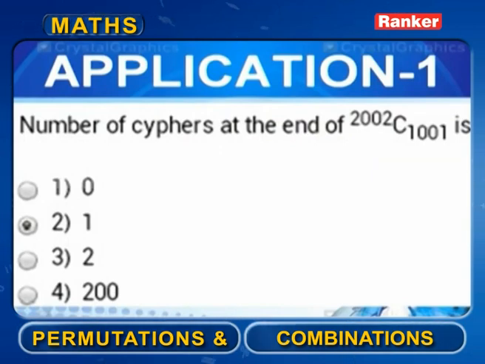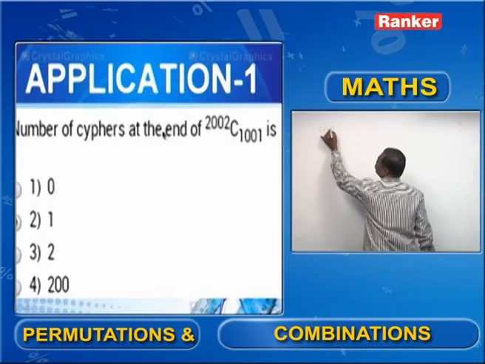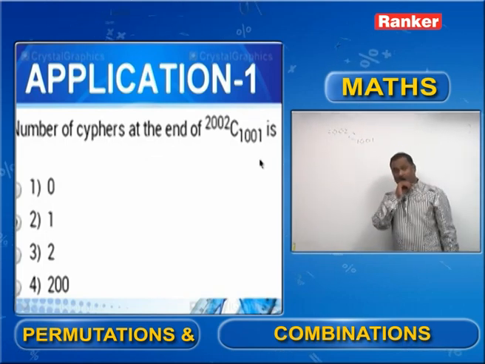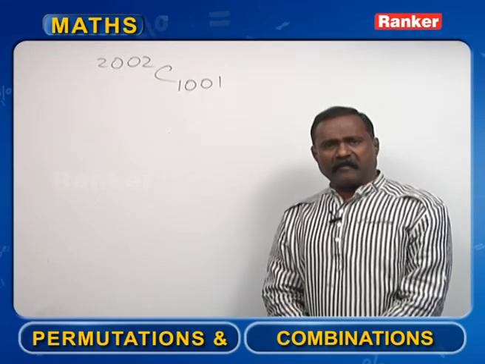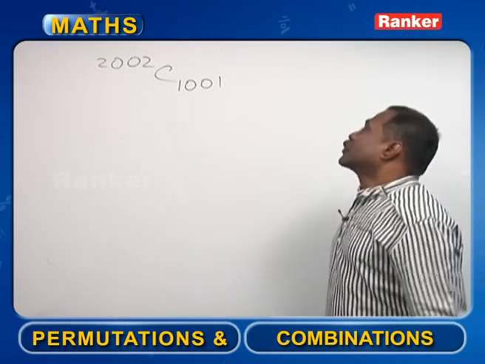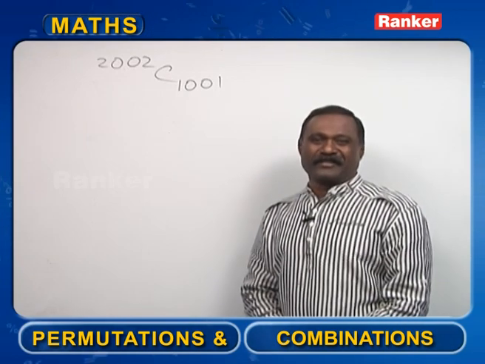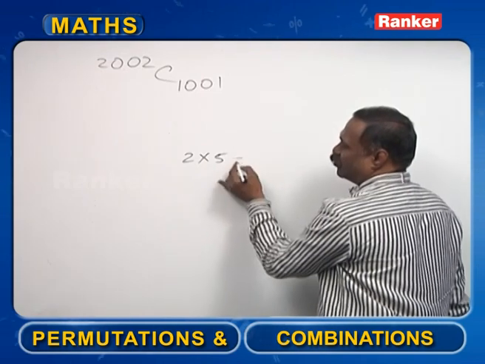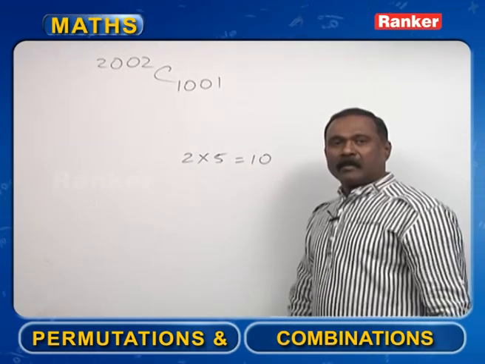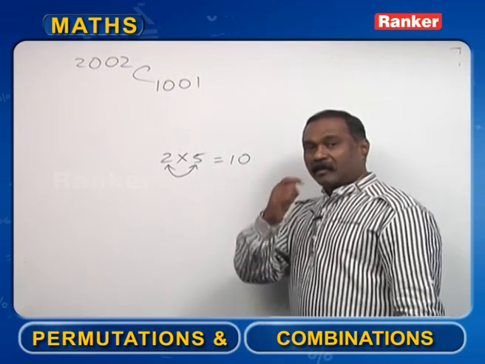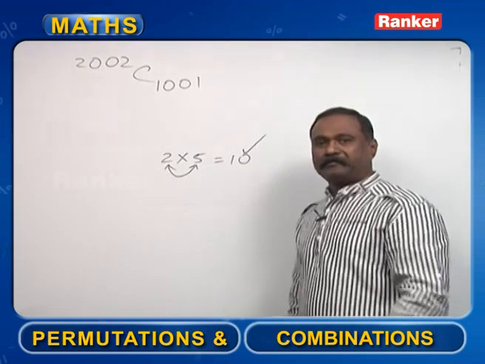Now, find the number of ciphers at the end of 2002 C 1001. First of all, don't get confused: ciphers means zeros. So you have to find the number of zeros. How do you get a zero? 2 into 5 is 10. So if you take the product of 2 and 5, then you will get 10.